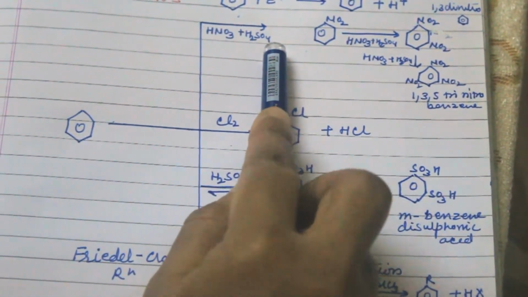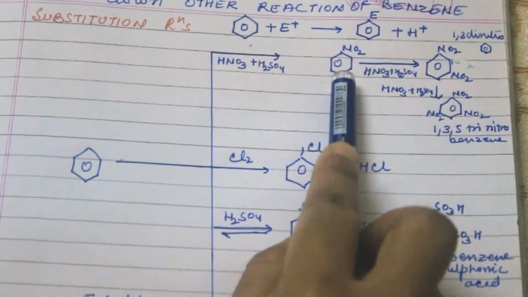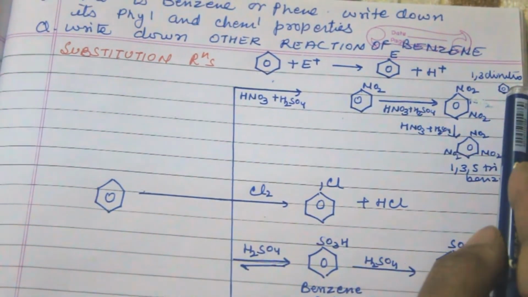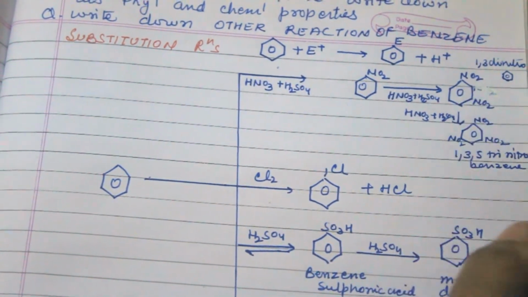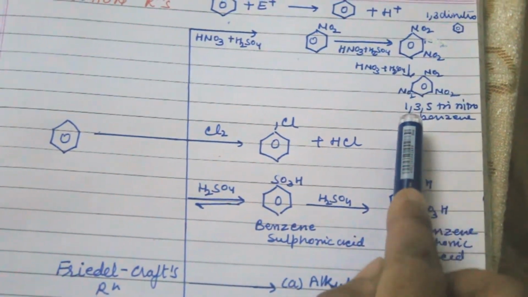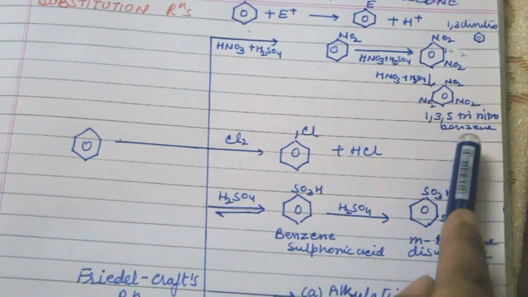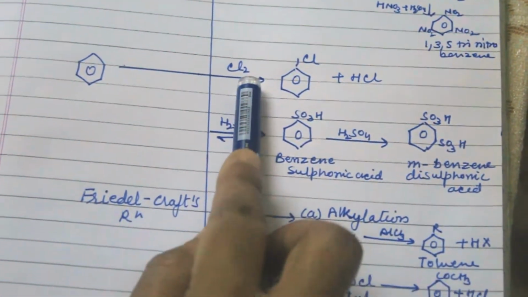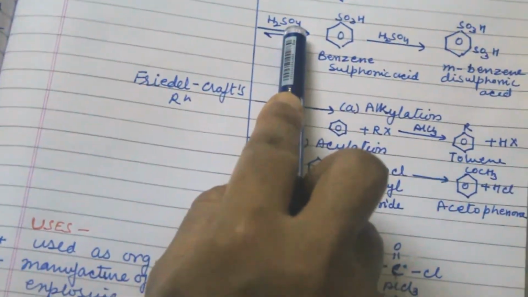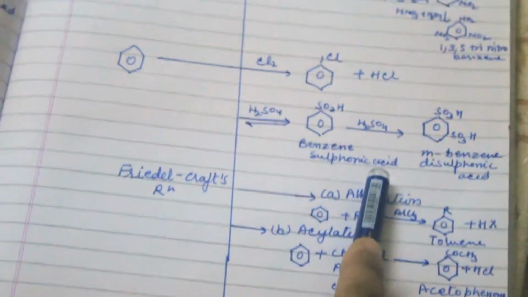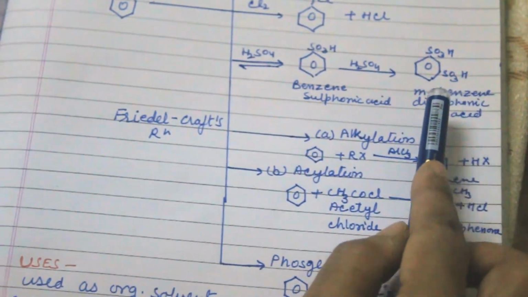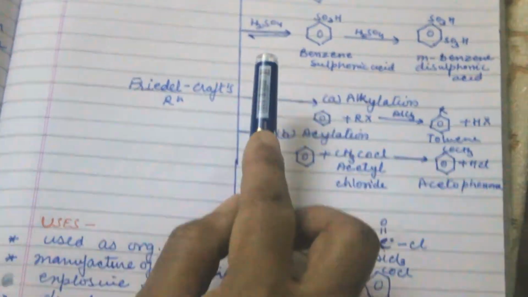Nitric acid and sulfuric acid, firstly it forms nitrobenzene. When it again reacts with HNO3 and H2SO4, it forms 1,3-dinitrobenzene. When it again reacts with HNO3 and H2SO4, it forms 1,3,5-trinitrobenzene. When benzene reacts with Cl2, it forms chlorobenzene. When benzene reacts with sulfuric acid, firstly it forms benzene sulfonic acid. Again it reacts with sulfuric acid, it forms meta-benzene disulfonic acid.